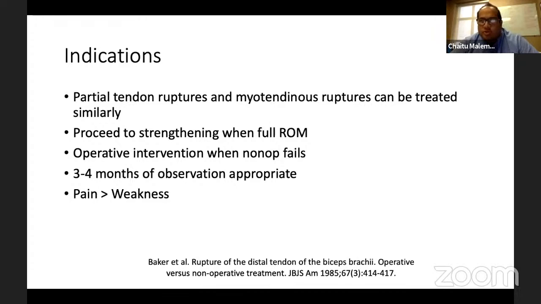So partial tears, partial thickness tears, partial tendon ruptures, and mild tendon ruptures can both be treated the same. You can proceed to strengthening when there's full range of motion, and obviously operative intervention when non-operative management fails. Typically, these patients, after 3 to 4 months of observation, can be very functional and gain their strength with flexion and supination back. In these patients, typically their main complaint is pain as opposed to weakness.